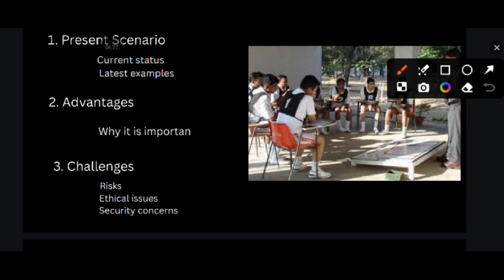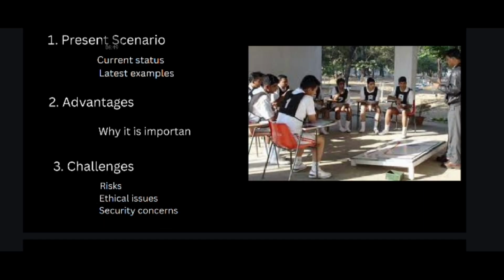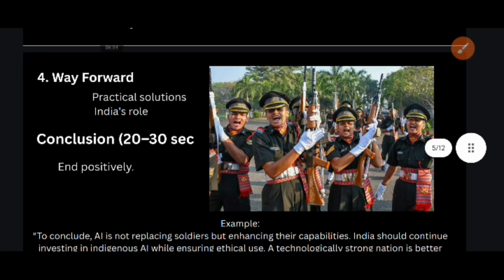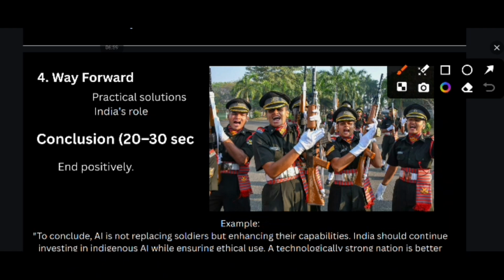It will include the ethical issue. If my topic is artificial intelligence, what ethical issues does artificial intelligence raise, and what are the security concerns, like cyber warfare and jobs, and many more reasons. So this is basically our body part. Now the next part is the way forward part. The way forward part also comes under the body part, right?